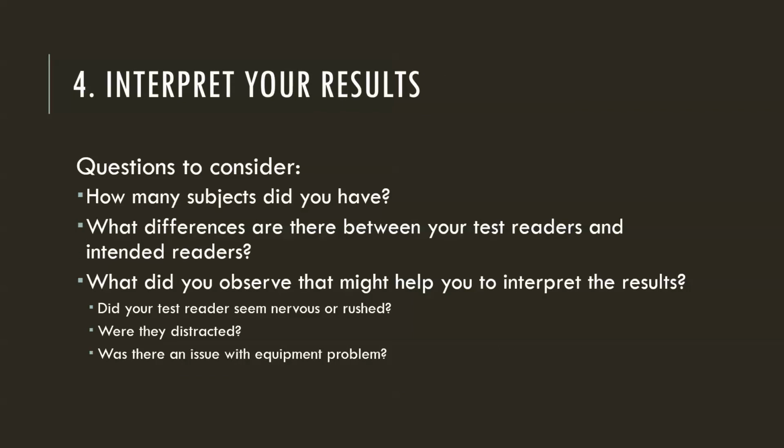Then you're going to want to interpret your results. And you're going to consider questions like, how many subjects did you have? So how broadly can your observations be generalized? What differences are there between your test readers and your intended readers? And what should you do with that information? And what did you observe that might help you to interpret the result? Did your test readers seem nervous or rushed? Were they distracted? Was there an issue with the equipment or a problem of some kind? And if not, if they just struggled at a step, you're really going to want to ask yourself, well, what was going on here? What were the specific problems that they had?